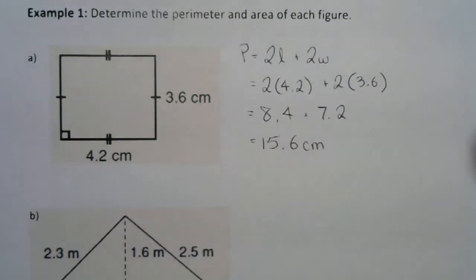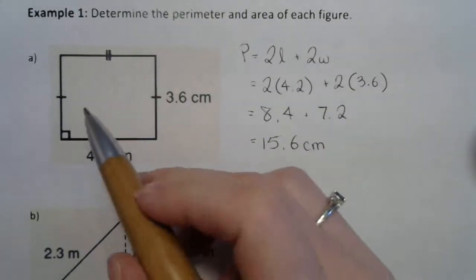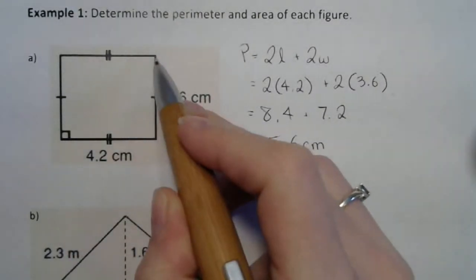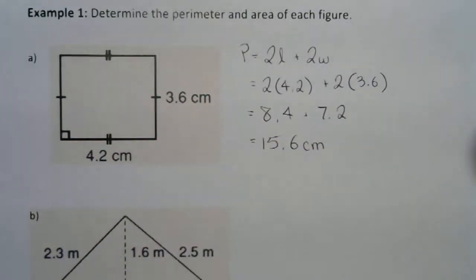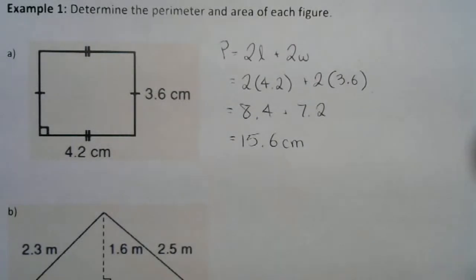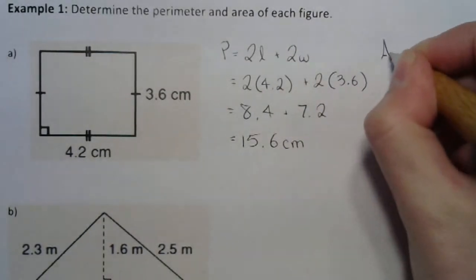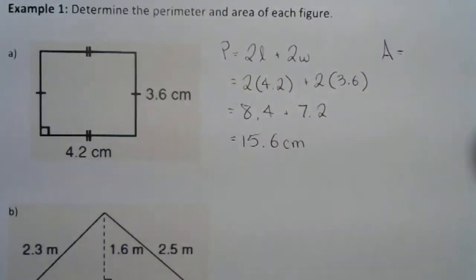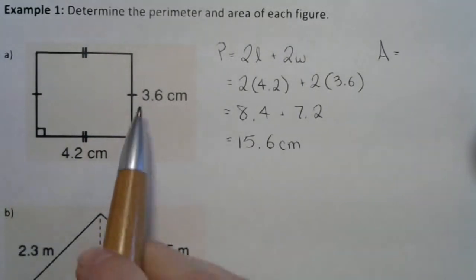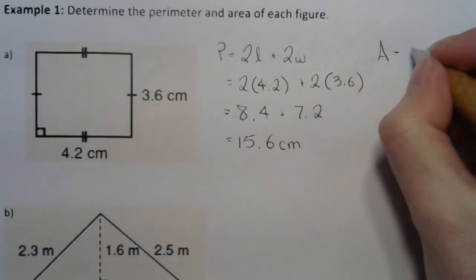So perimeter is in centimeters because we have gone this many centimeters, this many centimeters, this many centimeters, so we've basically gone a total distance of a certain number of centimeters. To do area, area for a rectangle is basically the length multiplied by the width.